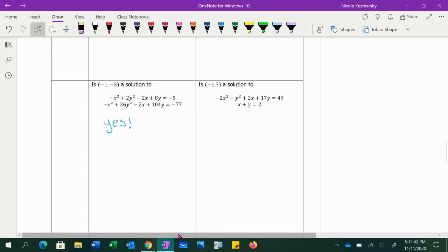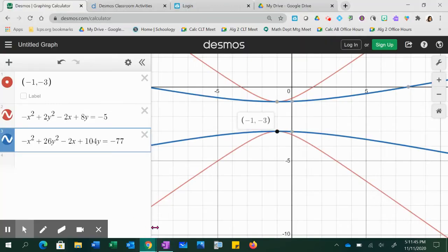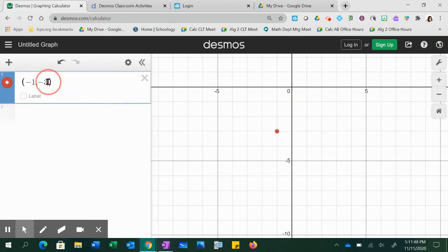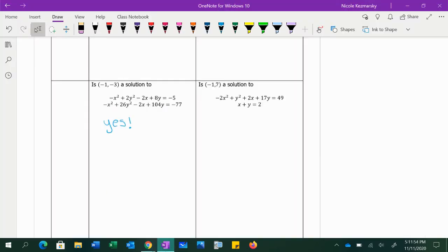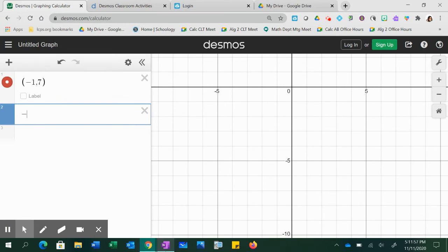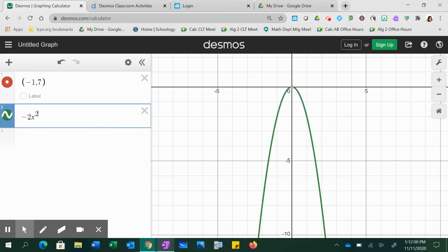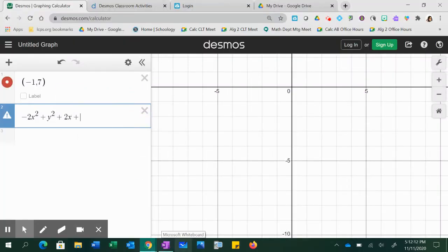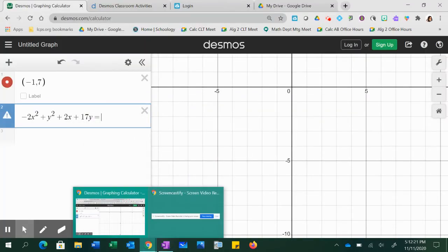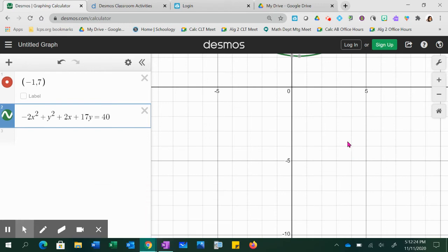So the next one, the point we're looking at is -1 comma 7. So let me go into Desmos, clear out those two equations, and put in -1 comma 7. And our first equation is -2x squared plus y squared, and then plus 2x plus 17y equals, whoops, wrong program, equals 49.